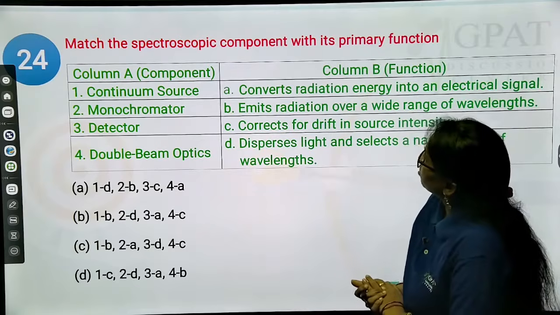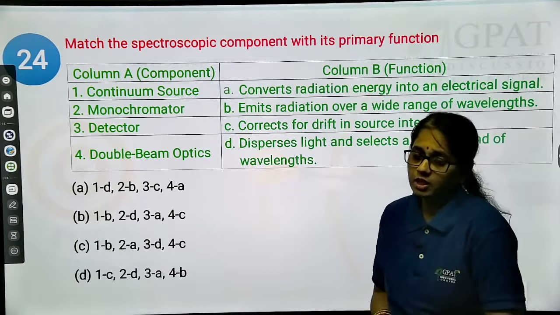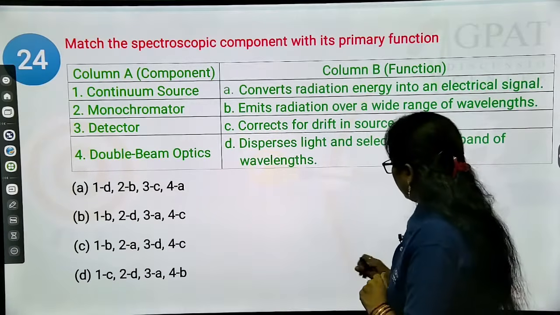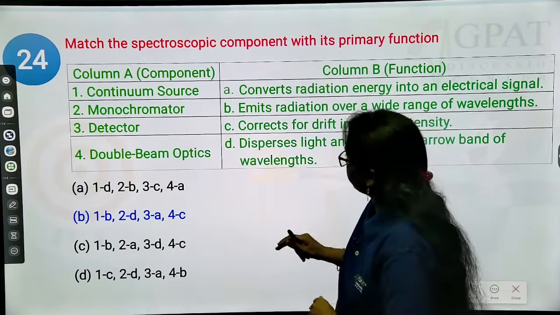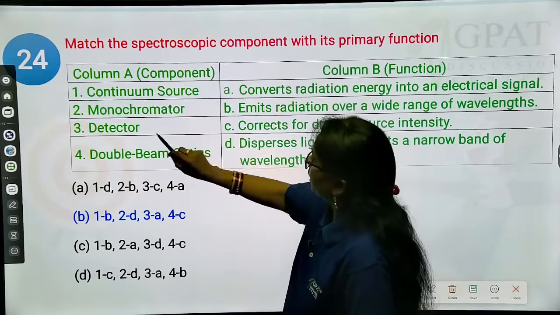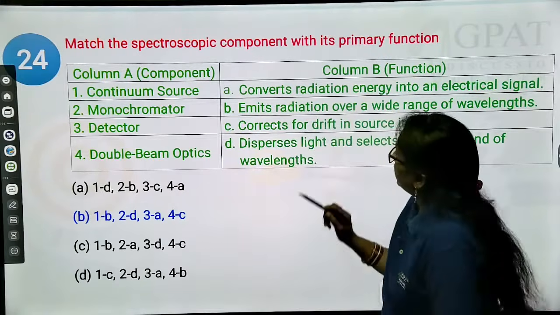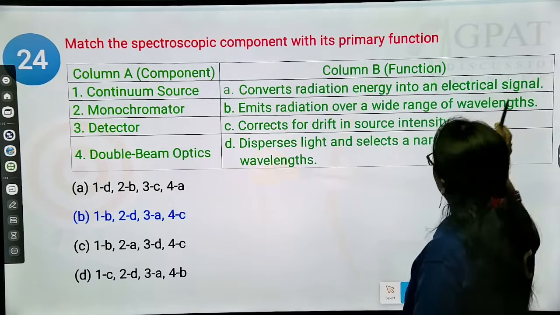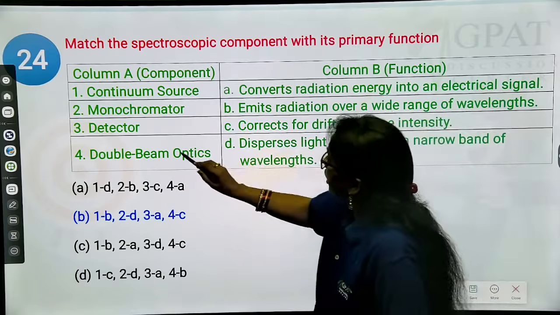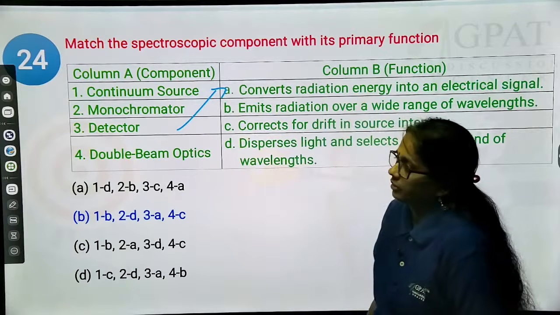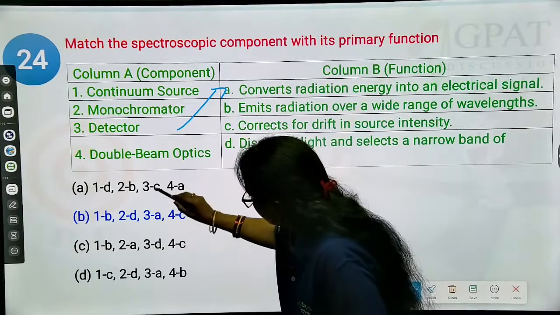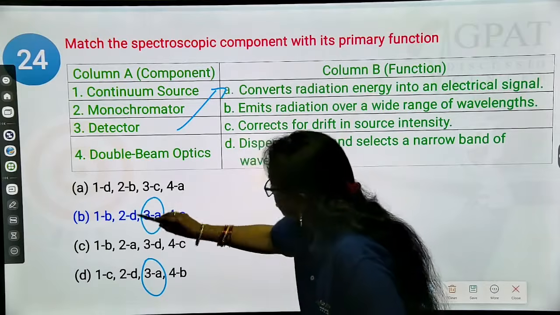Next, match the spectroscopic component with its primary function they are asking. Let me see what the matchings are here. Column A, component: continuous source, monochromator, detector, double beam optics. Here they have given, convert the radiation into the electrical signal. So what is actually doing this? Radiation energy into the electrical signal is going to be done by the detector. So 3A, here also 3A, here also 3A.